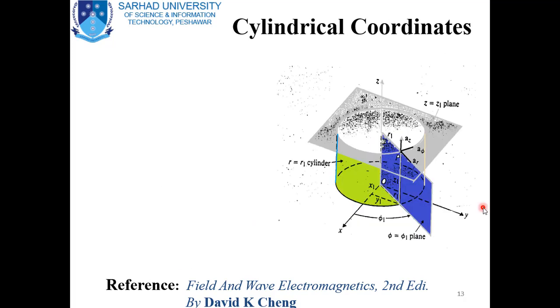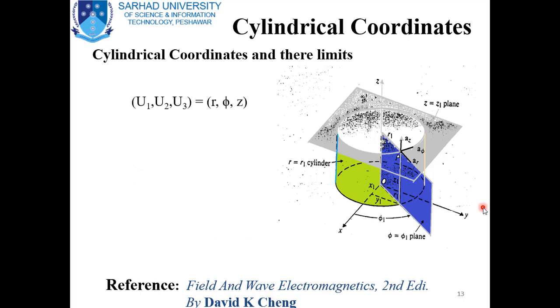Now our second coordinate system, which is the cylindrical coordinate system, and in this slide we will also discuss the limits. Although the laws of electromagnetism are invariant under these coordinate systems, if a problem is related with cylindrical symmetry, then it is convenient to solve it in cylindrical coordinates, and the generalized coordinates in this case will be r, phi, z.